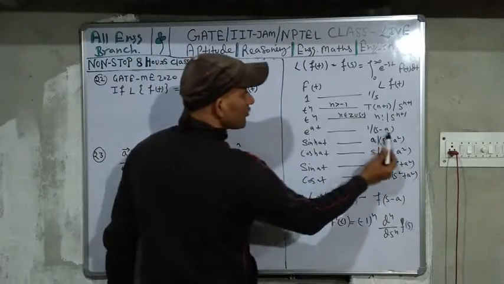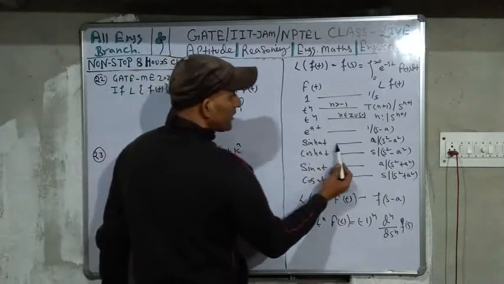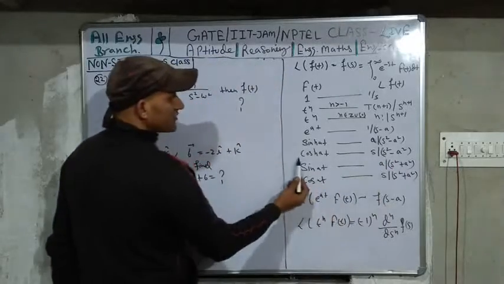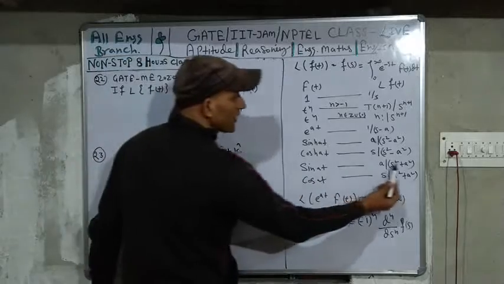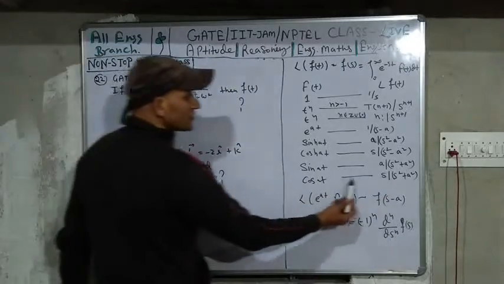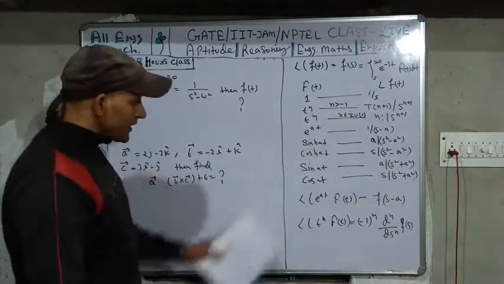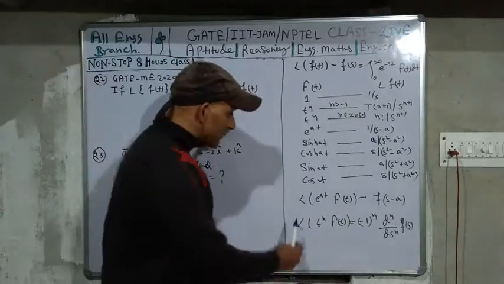e to the power at is equal to 1 upon s minus a. Sin hyperbolic at is equal to a upon s square minus a square. Cos hyperbolic at is equal to s upon s square minus a square. Sin at is equal to a upon s square plus a square. Cos at is equal to s upon s square plus a square. Some important formulas they have asked in previous years.